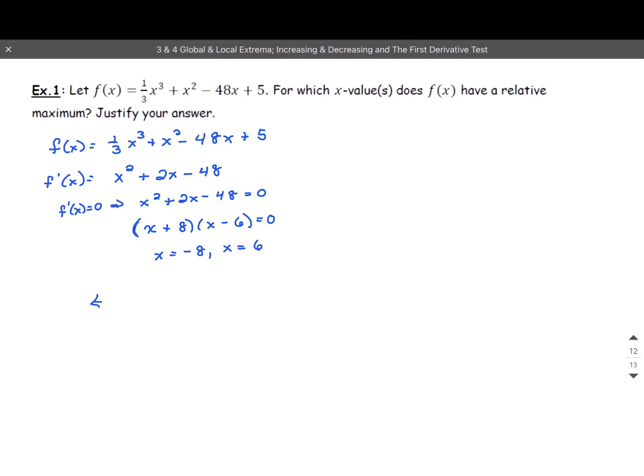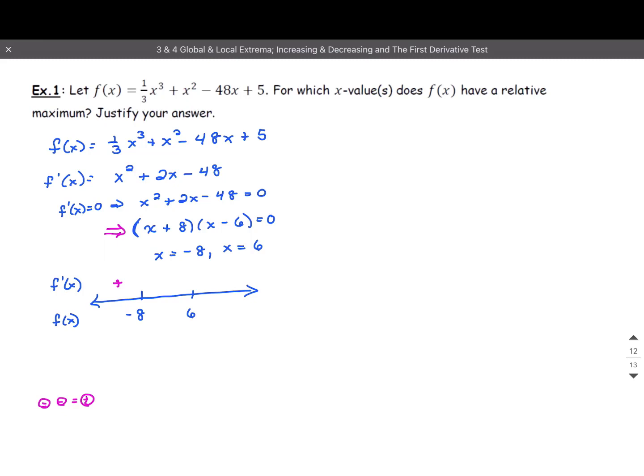So I'm going to set up my number line and watch how much we can learn about this function. We're going to put our critical points, negative 8 and 6. We're going to label the top for the derivative and the bottom for the function. Now, if I pick a number smaller than negative 8, say negative 10, and plug it into this factored form, negative 10 plus 8 is a negative number, negative 10 minus 6 is a negative number, and negative times negative is a positive.